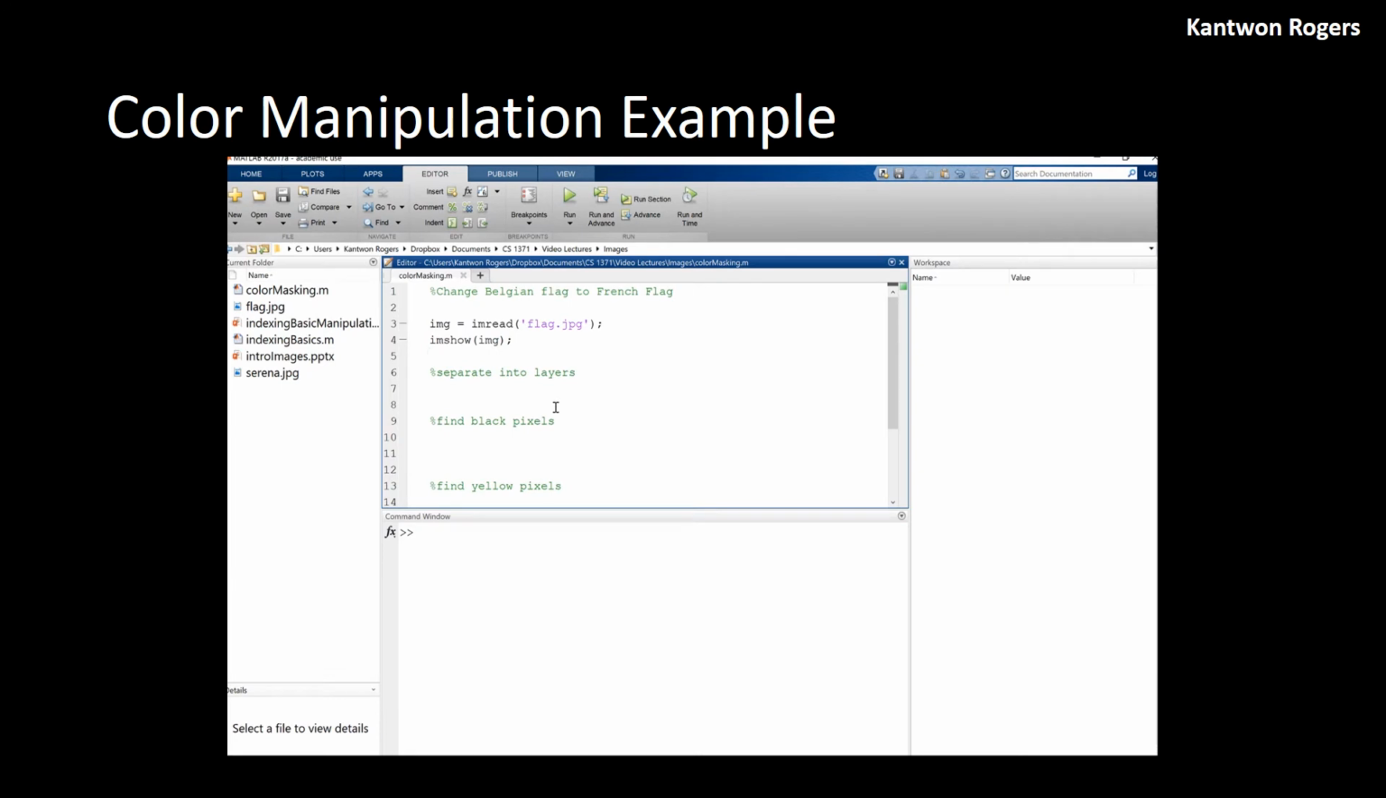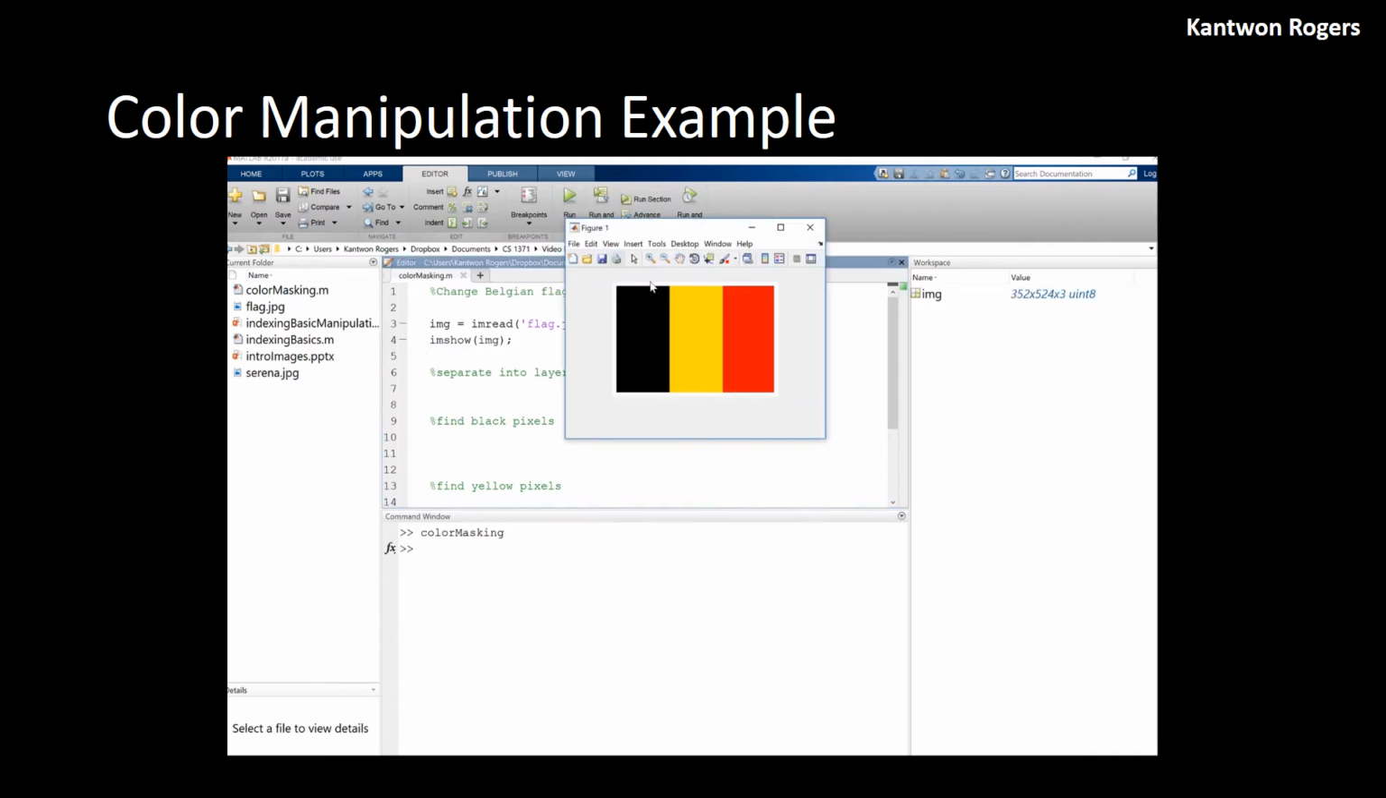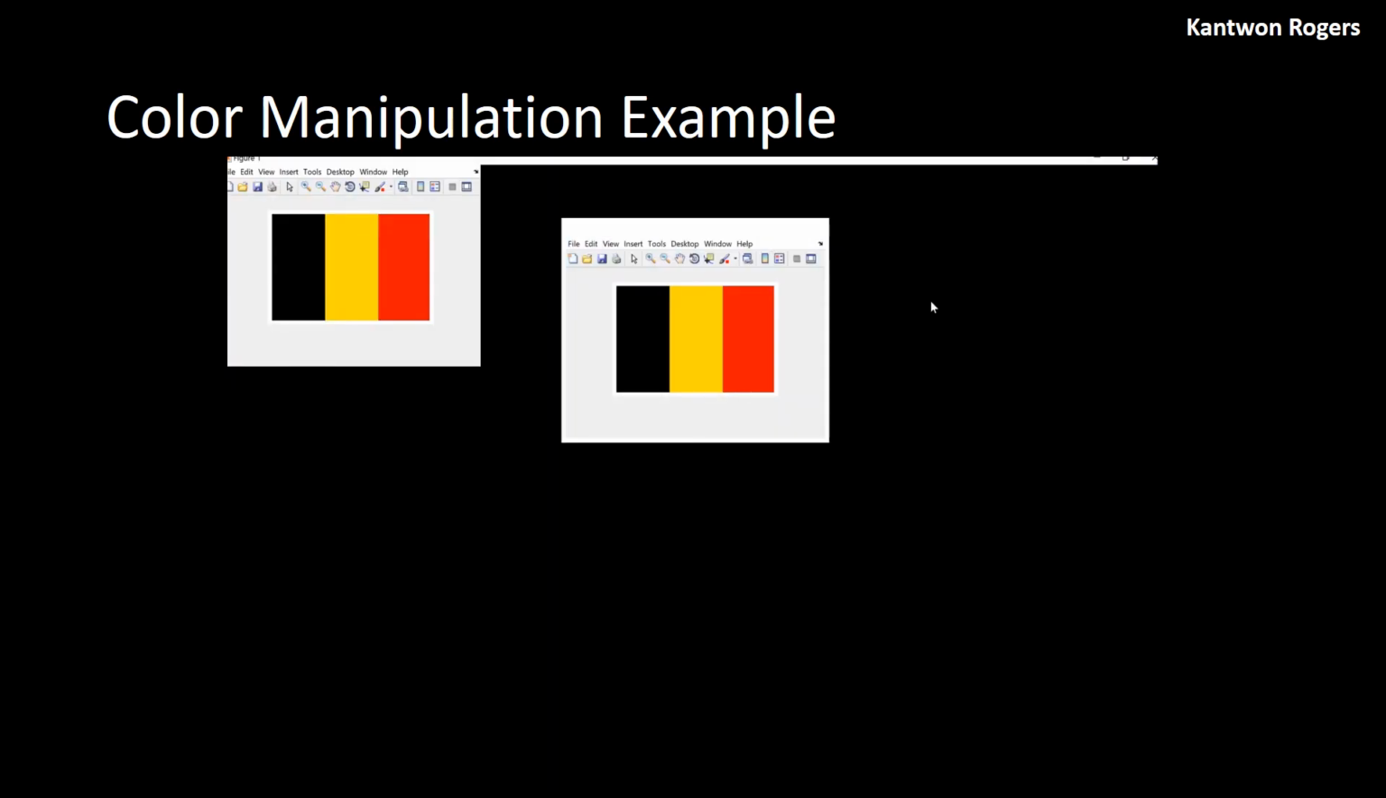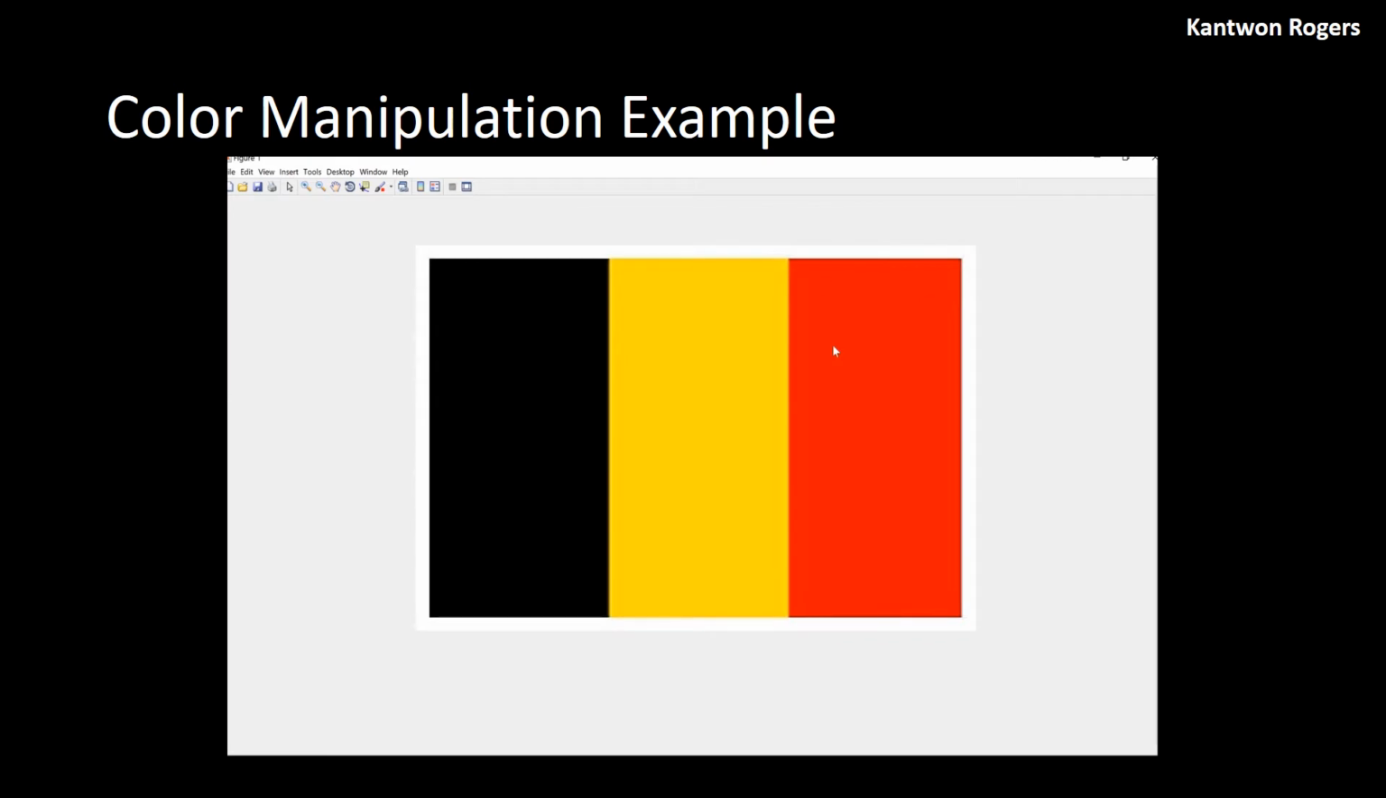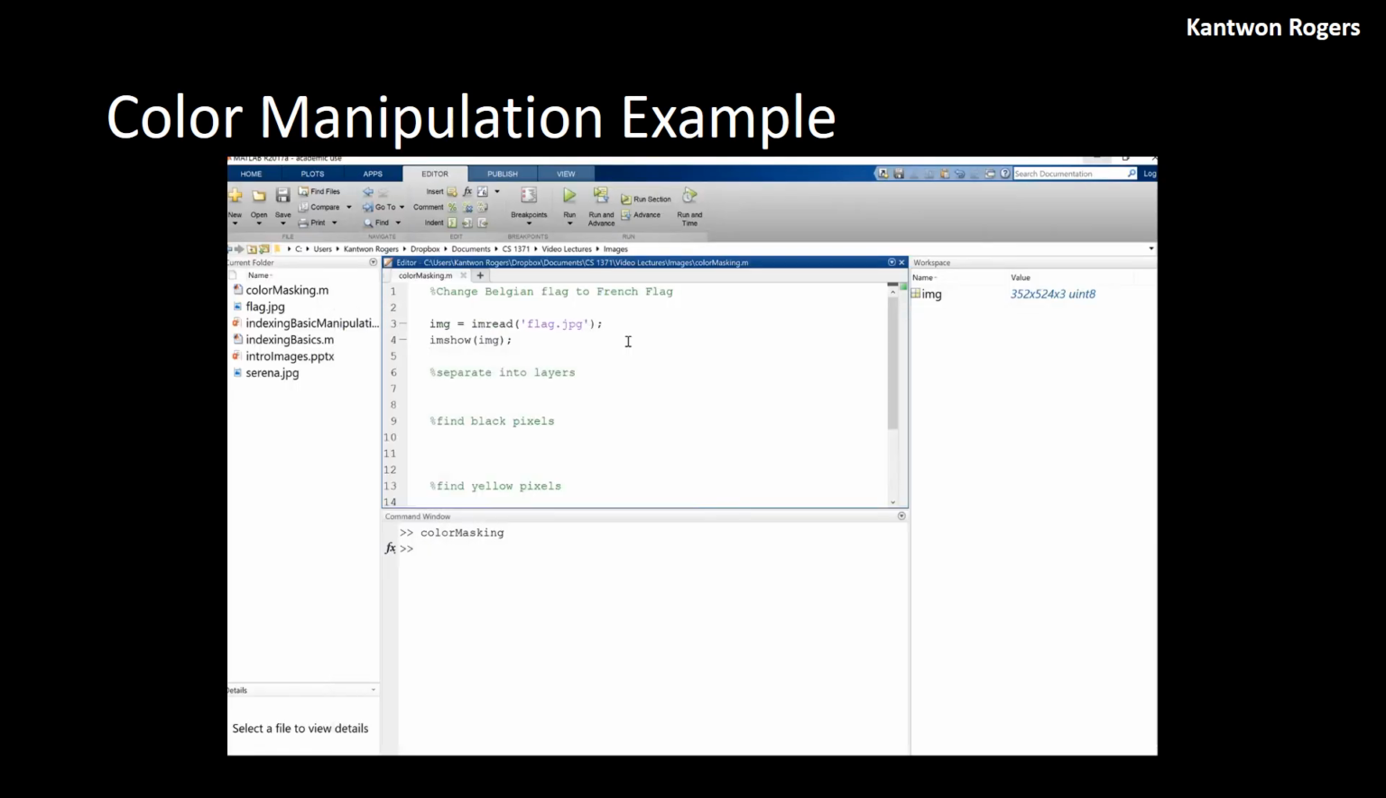All right, so in this problem, I have a picture of the Belgian flag, and I want to change it to the French flag by changing some colors. If I run this just to see what image I'm dealing with, I have this picture of the Belgian flag, and I want to change it to the French flag, where instead of black, it's blue, and instead of yellow, it's white. In order to do this, we're going to have to create some masks in order to find our black pixels and our yellow pixels.